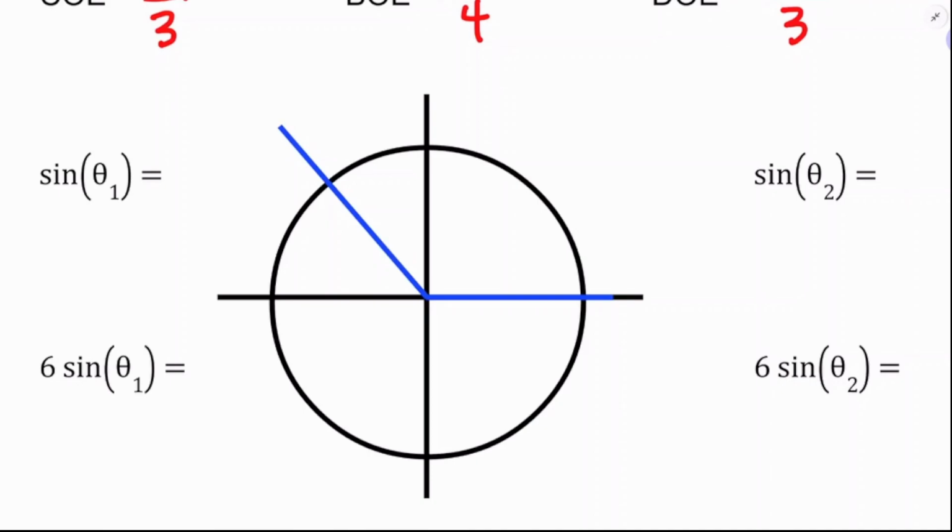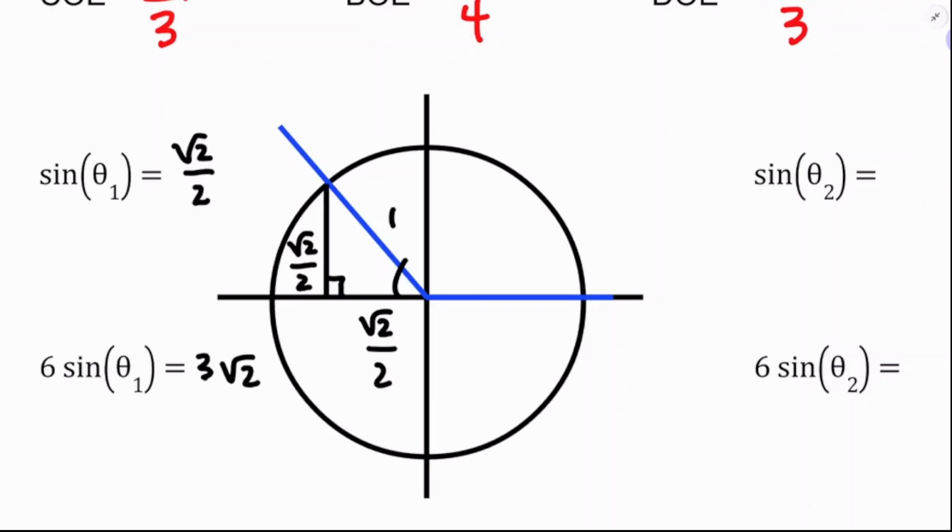Okay, so sine of theta 1 is, if I draw my reference triangle, that's just opposite over hypotenuse. So 1, root 2 over 2 and root 2 over 2. And so sine of theta 1, opposite over hypotenuse, root 2 over 2. Okay, and then 6 times the sine of theta 1, well, 6 times root 2 over 2 is 3 square root of 2.